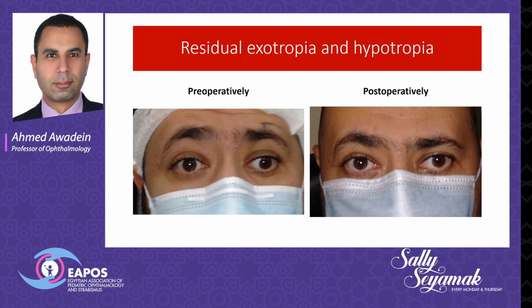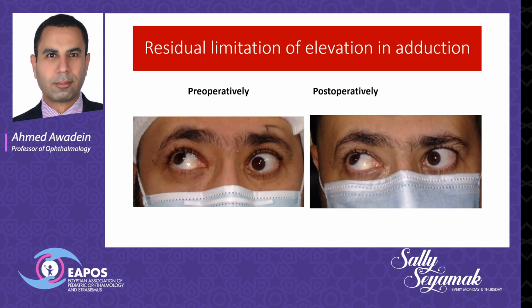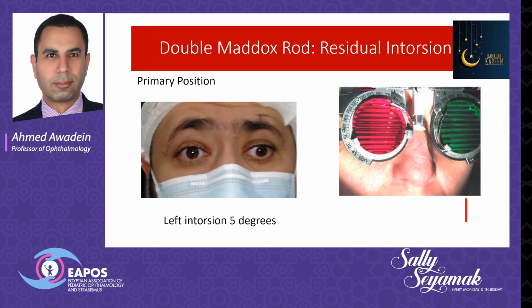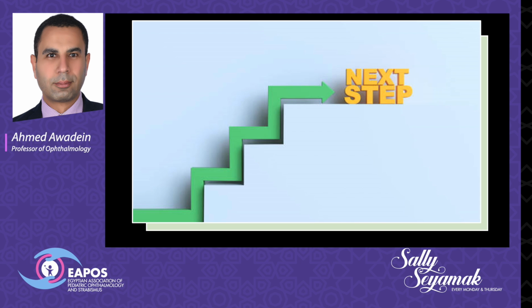Following surgery, the patient had some improvement, but still there was residual exotropia and hypertropia, and residual limitation of elevation in adduction, together with some residual intorsion of the left eye. So what will be your next step?